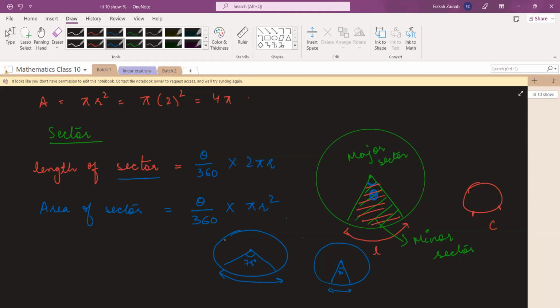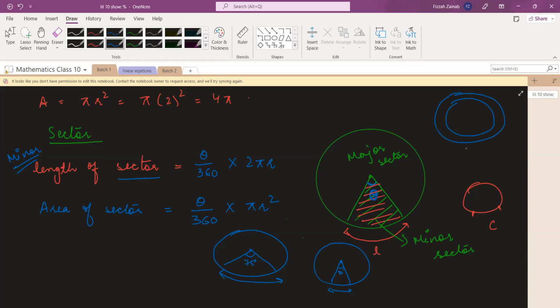I'm asking which sector they are referring to, major or minor? This is minor, right? And major means if you subtract this much from the whole circle, you will get the length for the major sector. Yeah, so basically this is minor. And the length means like... Yeah, length. So this is the complete length, right?